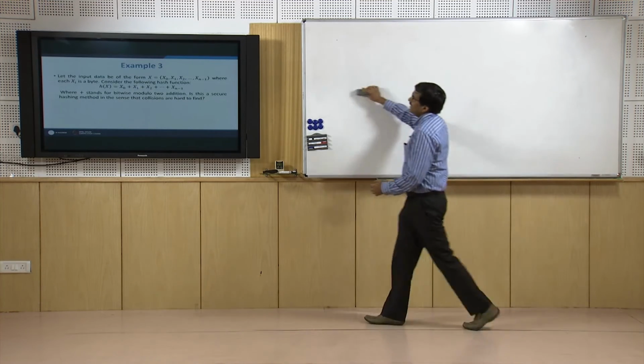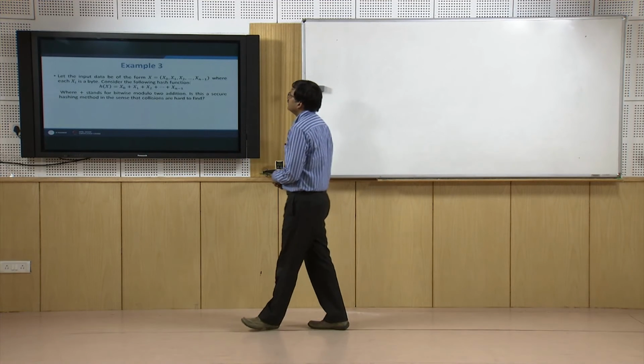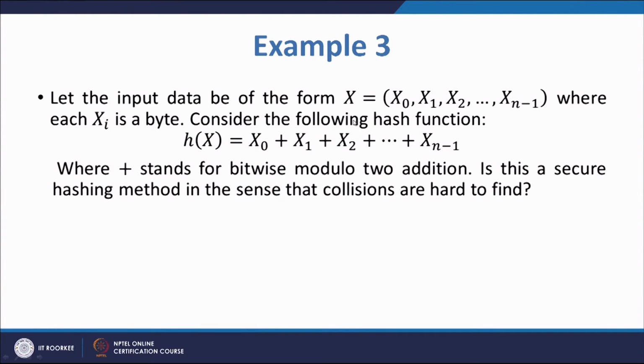It just says that suppose we have input data in the form capital X equal to x0, x1, x2, up to x(n-1), such that the xi are bytes. So, these are 8-bit segments, and suppose my hash function is just summing up all these things, and let us assume that this sum is bitwise addition modulo 2, that is bitwise XOR. The question is, is this secure? The answer is, it is not secure.